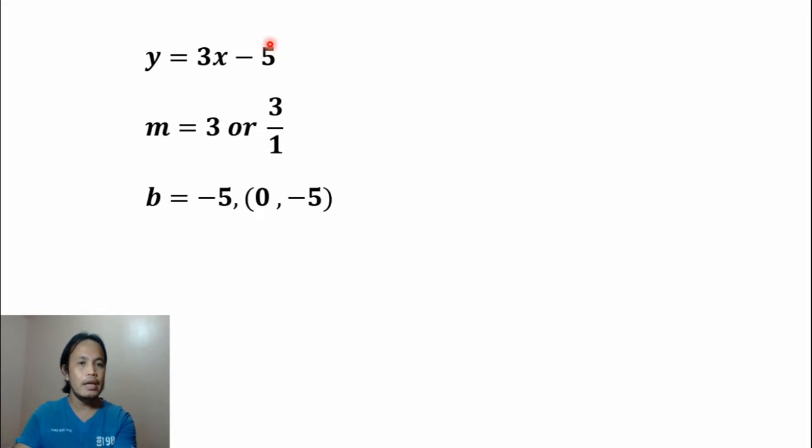This is our b. Since this is a y-intercept, our x is equal to 0. So if we have the y-intercept, x is always equal to 0. And if we have the x-intercept, y is always equal to 0. But in this video, we will be talking about the y-intercept. That's why our x is 0 and our y is negative 5. Now, since we already have the m, which is 3 over 1, and the y-intercept, which is 0 and negative 5, we will plot first the y-intercept in the Cartesian plane.